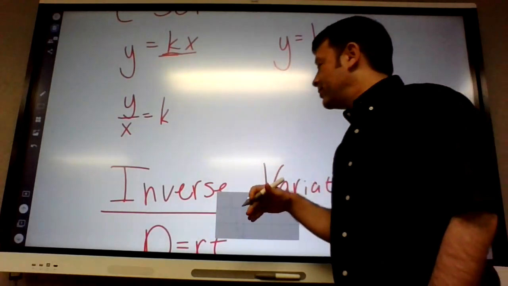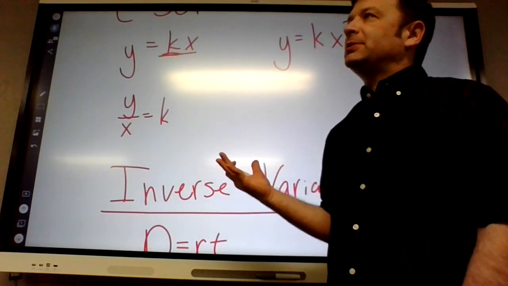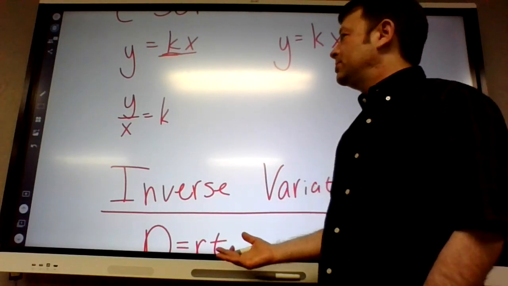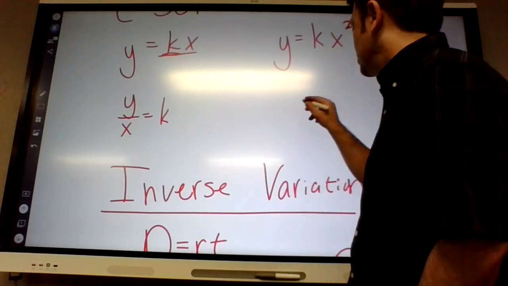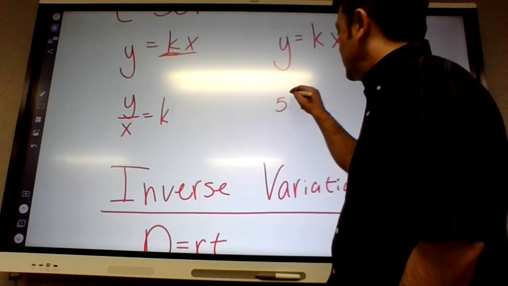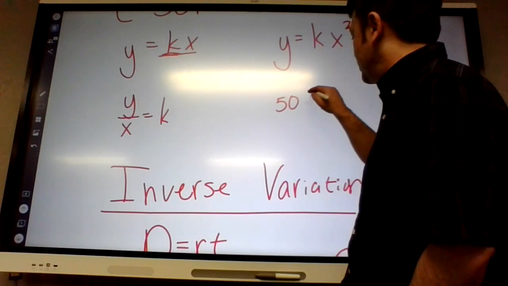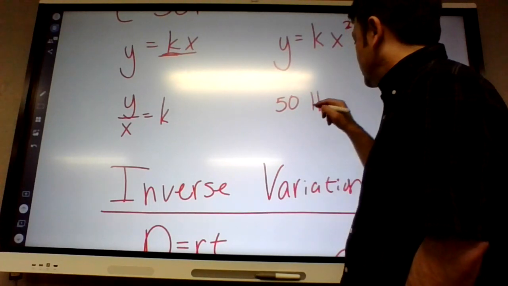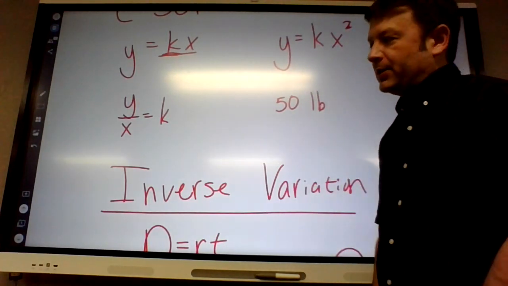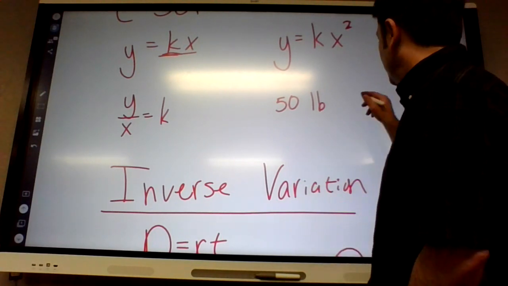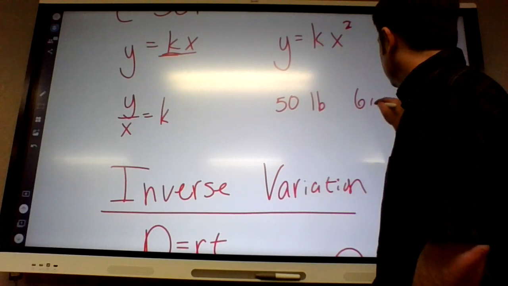So if we're solving something like, let me make an example. Let's say this is a direct relationship. If a 50-pound grade schooler eats, like, I don't know, 6 ounces of food for lunch, that sounds about right, maybe. 5 cookies.